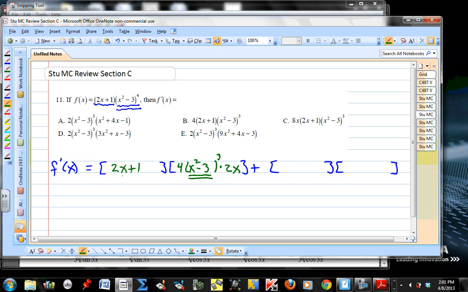So we did the first function times the derivative of the second function. Now we need to do the second function, x squared minus 3 quantity raised to the fourth power, times the derivative of the first function. The derivative of the first function is 2. Now, if we've differentiated correctly, unfortunately, our answer doesn't match any of the options listed, so we need to do some rewriting. Let's see what we can do.